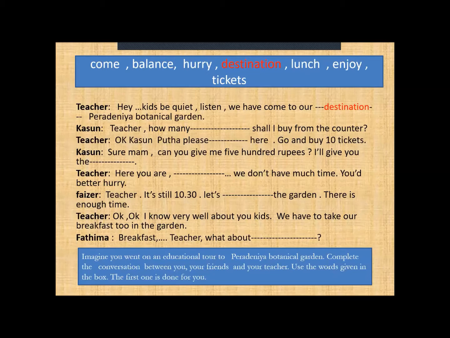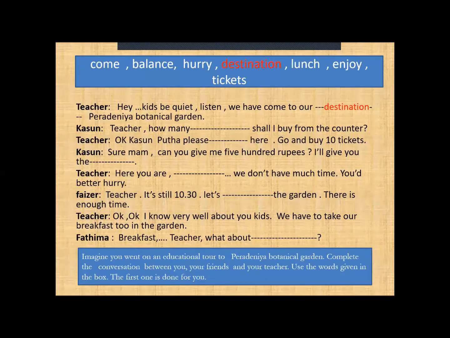This is a conversation between a teacher and Kasun and Faizer, a conversation among more than 2 people. Teacher: Hey kids, be quiet, listen. We have come to our destination, Peradeniya Botanical Garden. What is destination? Gamanante. අපි දැන් ගමනාන්තයට ඇවිල්ලා ඉන්නේ. Education tour එකේ. Okay. Then the group leader Kasun.